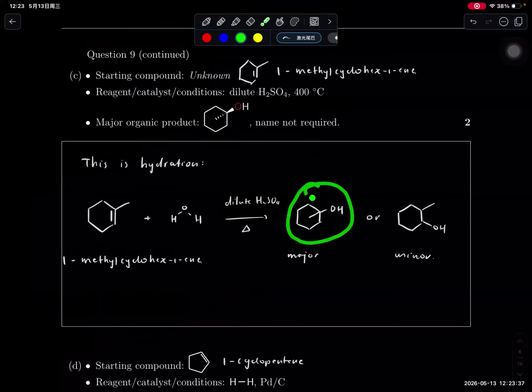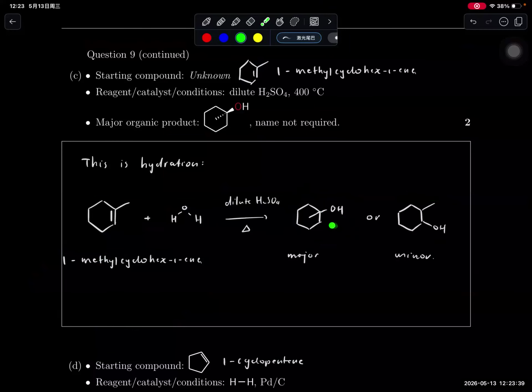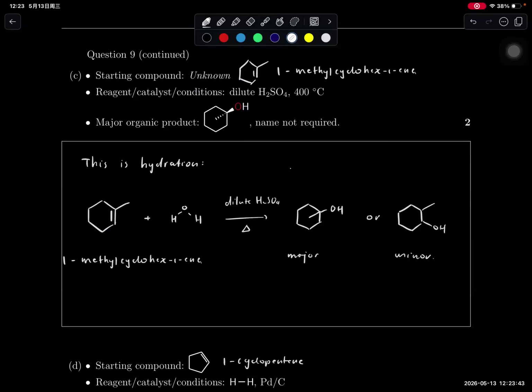We don't have to name this, but after you learn alcohols, you should be able to name them. Okay, so just by the way, the name of this is 1-methylcyclohexan-1-ol.